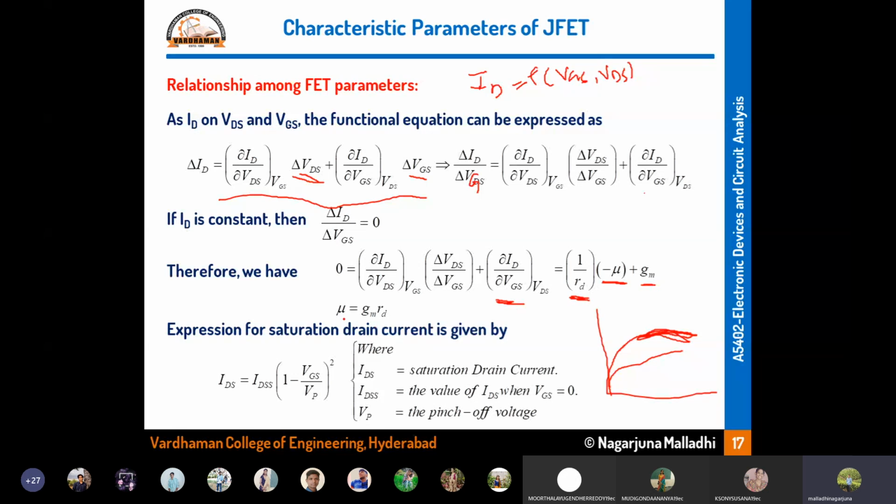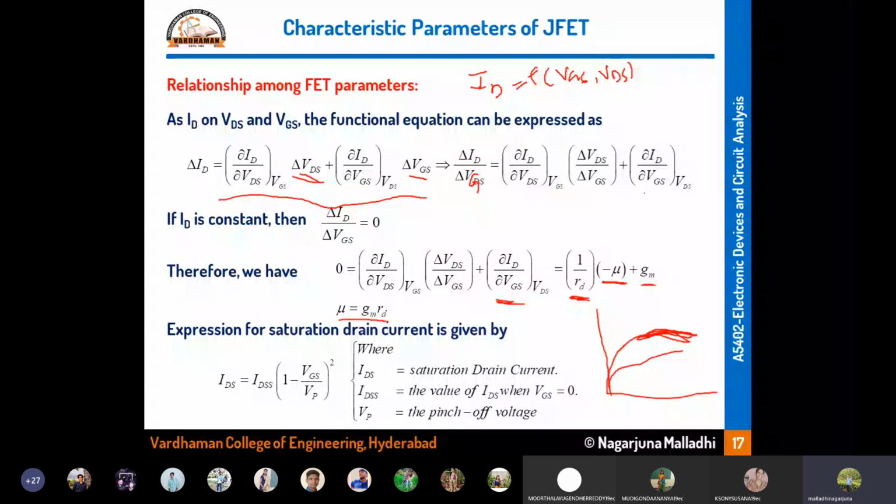Now you can rewrite the equation. You will get mu is equal to gm into rd. So this is the relation between the characteristic parameters of JFET: mu is equal to gm into rd.